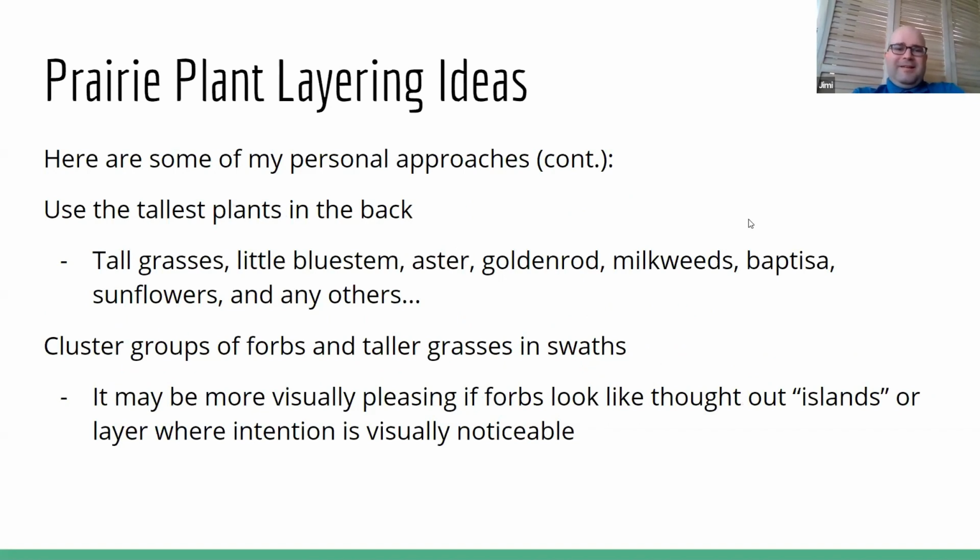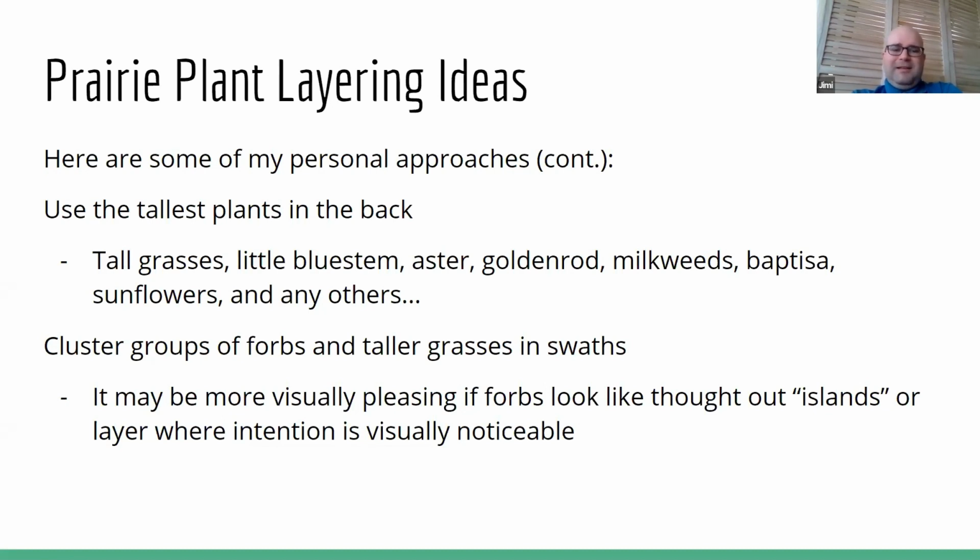So to continue on the layering, the tallest plants I like near the back to continue that gradation. So your tall grasses like Indiangrass or big bluestem, little bluestems, aster, goldenrod, your other milkweeds like common, swamp, showy, your wild indigos, sunflowers, and many others are great in the back. That way, when it looks a little bit more wild and unruly, or these plants are intolerant, at least you have that gradation, and so that way you create that, oh, this is obviously intended to look like this.